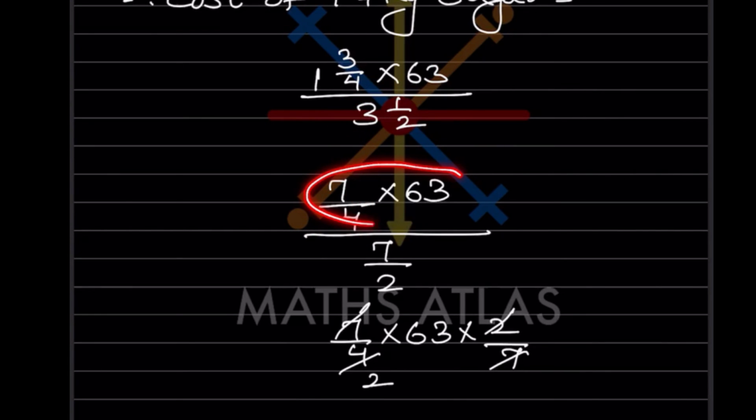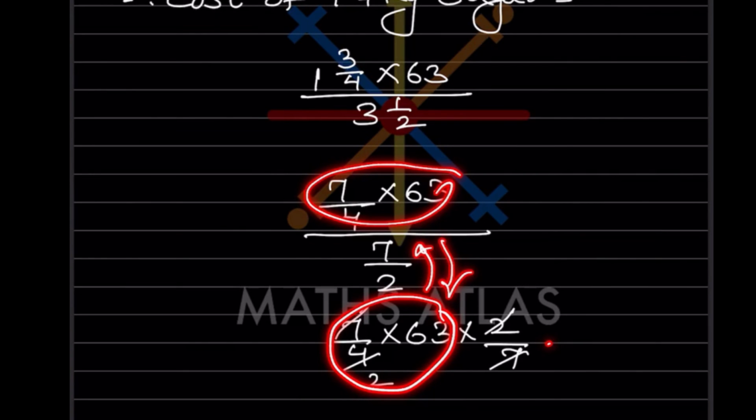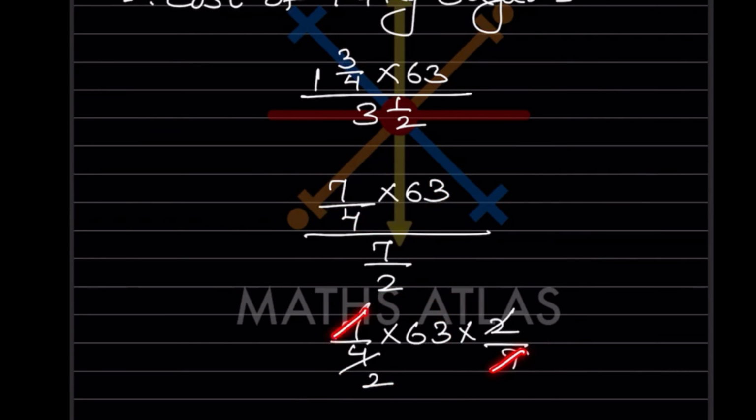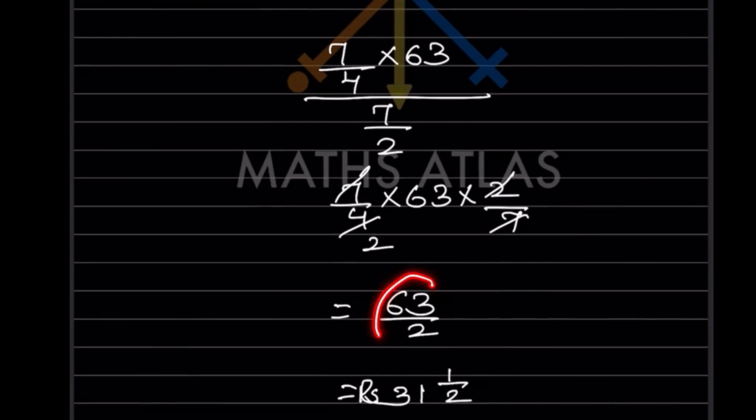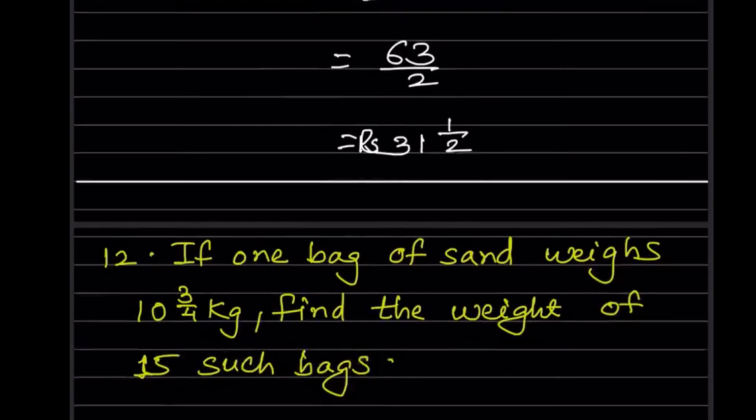So what we can do, this we will write here, and this is going to get cross multiplied, that is going to be 2 by 7. So 7 and 7 will get cut. 2 ones are 2, 2 twos are 4. So this is going to be 63 by 2. So when you divide this, that is going to be 31 integers 1 by 2. Because it is the cost, that will be in rupees.